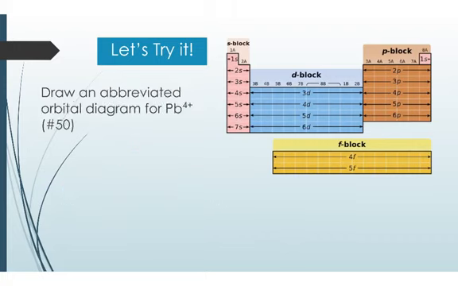Let's try a cation now, and we're going to do lead. This one is an abbreviated orbital diagram, and so lead is just about, where's lead? It's about here-ish.